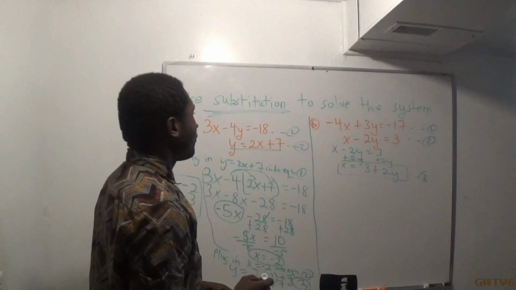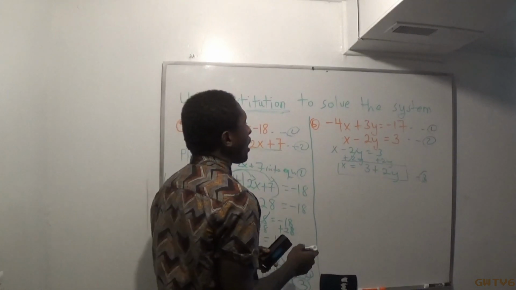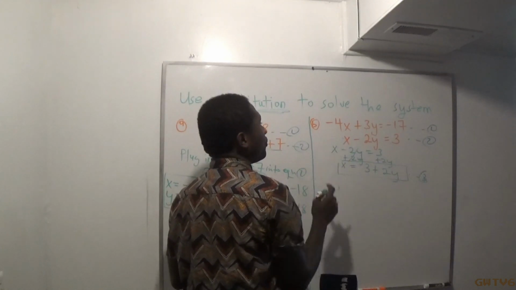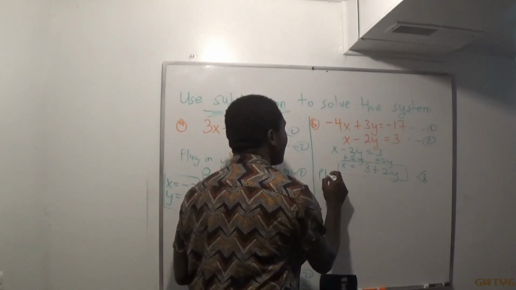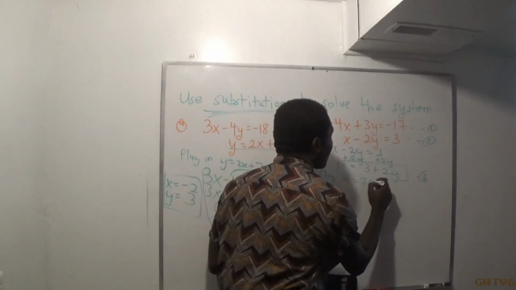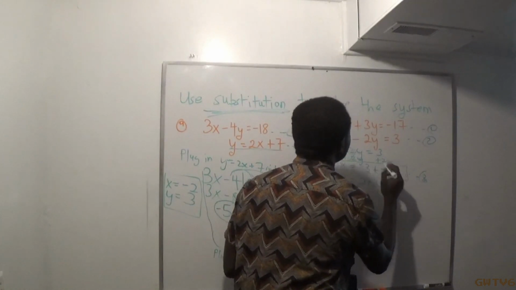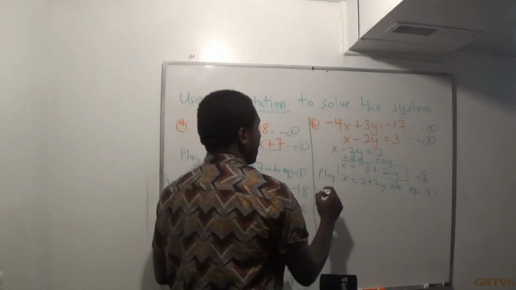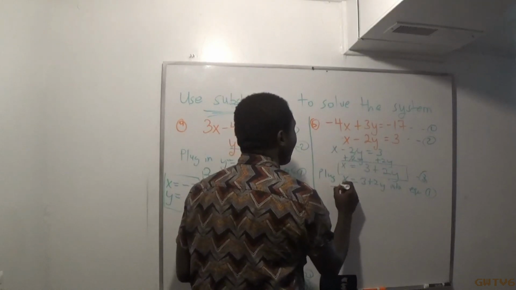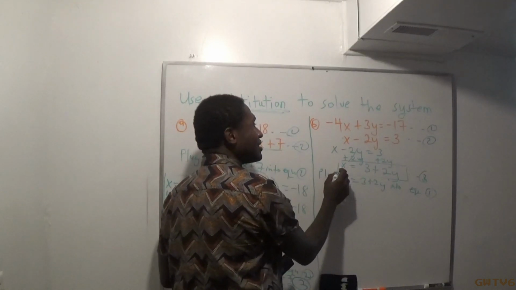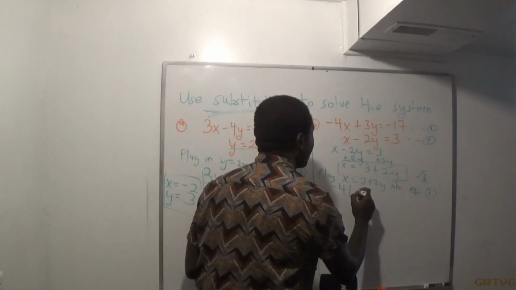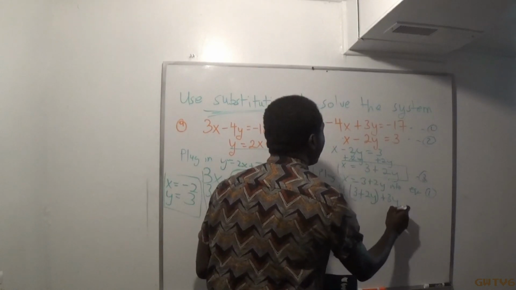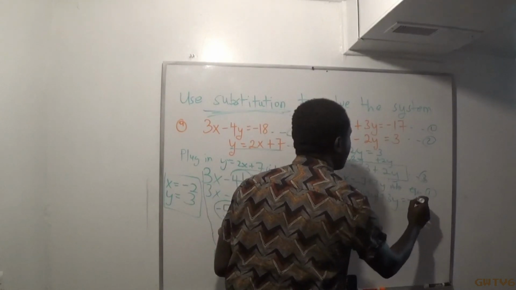And now that I have that and I'm using the substitution method, what the x is, I have to plug it into the other equation. So I'm just going to say plug x equals 3 plus 2y into equation number 1. So now equation number 1 says -4, but where I see x, I'm going to put what I have right here, which is the 3 plus 2y, and then plus 3y equals -17.